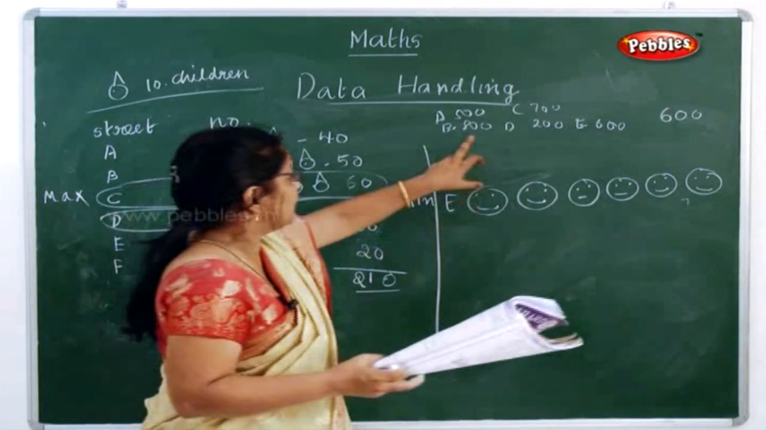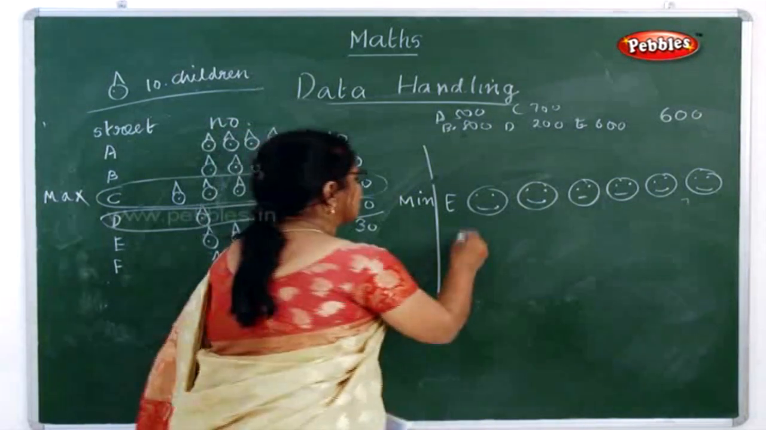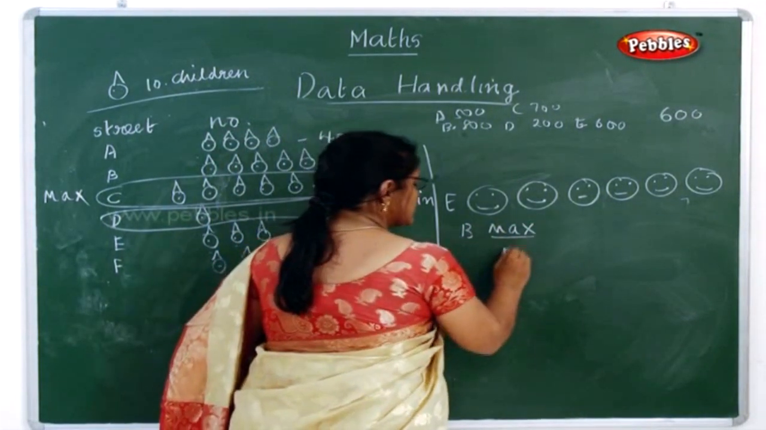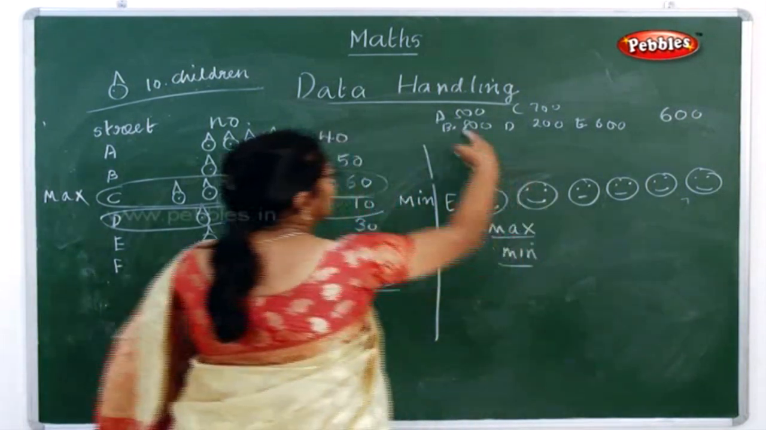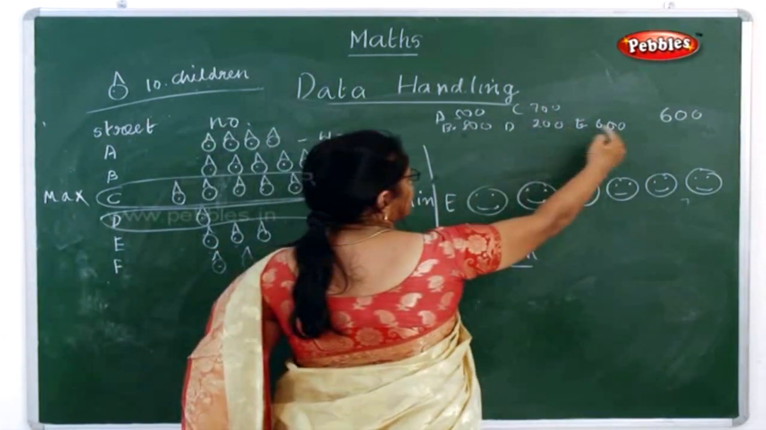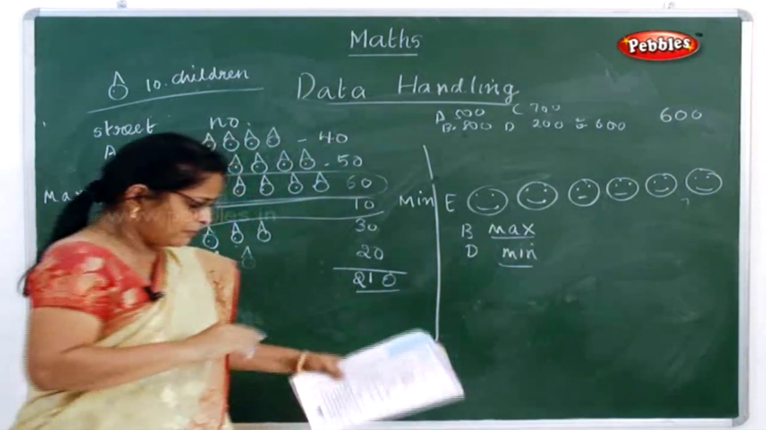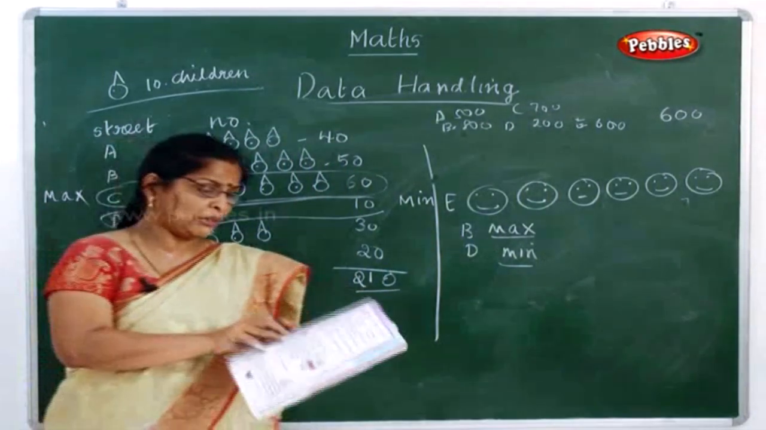Now which one has got the least people here? So B is the maximum number. Now which one is minimum here? The least one. 500, 800, 700, 200, 600. So 200 is least. So that means village D is the minimum, or the least number of people.